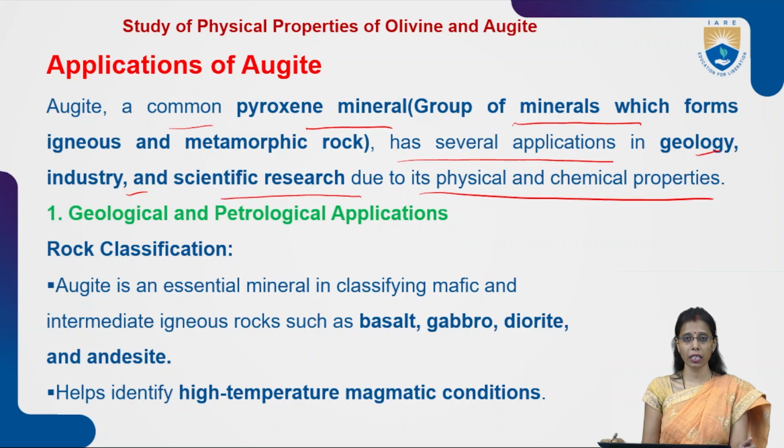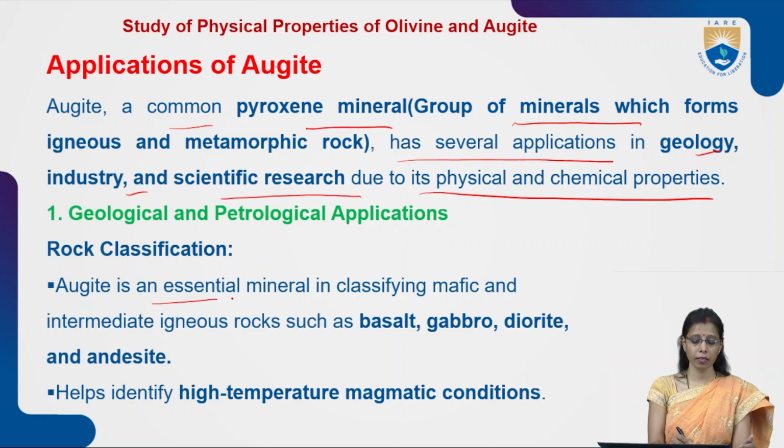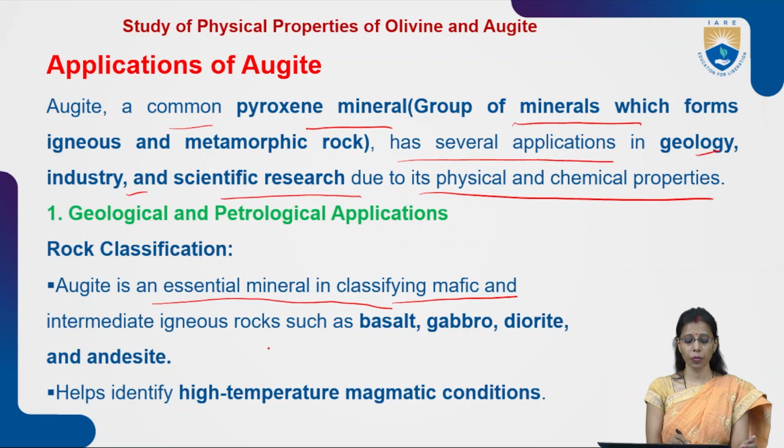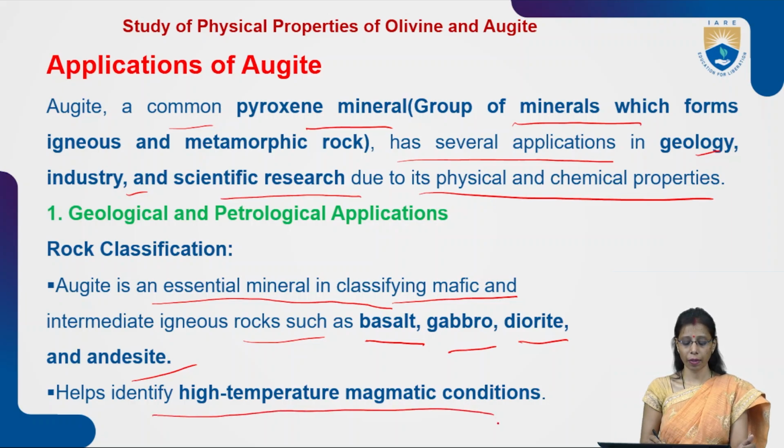Now if you talk about rock classification, augite is an essential mineral, and it is classified as a mafic and intermediate igneous rock mineral. It is found in basalt, gabbro, diorite, and andesite. So these are the different rocks where we find the mineral augite. It helps identify high temperature magmatic conditions.